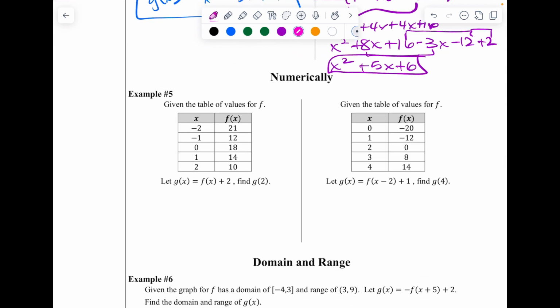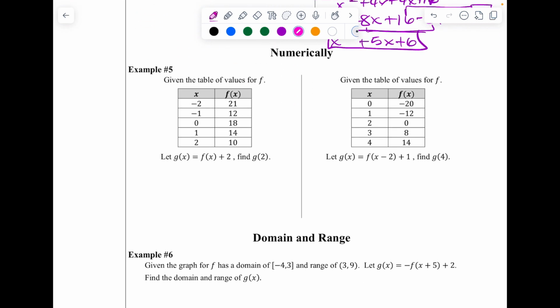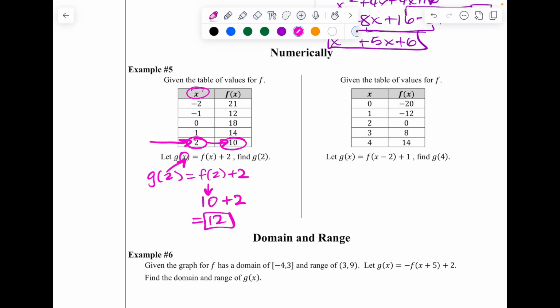Let's look at this numerically. Numerically, we can also see this by plugging in a specific value for x. If I want to find g of 2, instead of x, I'm going to replace it with 2. So that's like saying f of 2 plus 2. Using this chart, when I input 2, I get out, this is f of 2, so f of 2 is 10. Add the 2, we get 12. So g of 2 is 12.